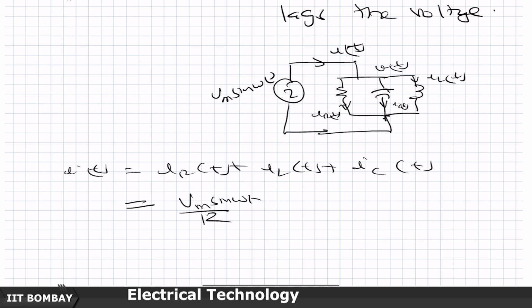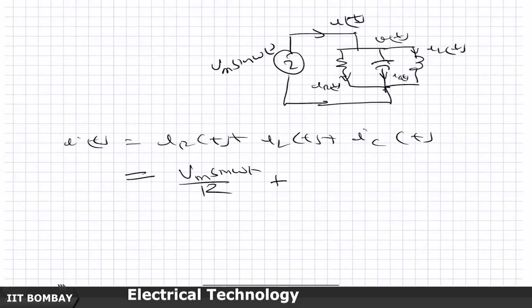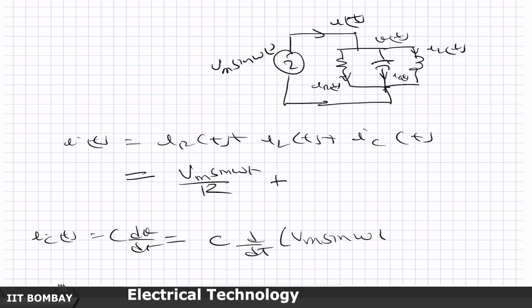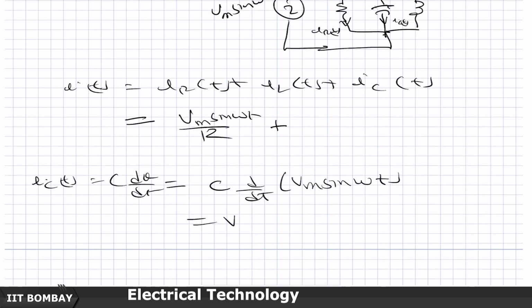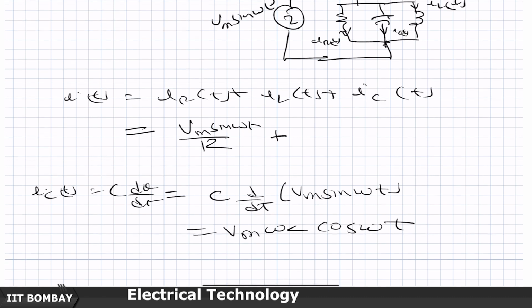And for iC of t, I'll first write iC of t. What is iC of t? It is C dV by dt. But what is my v? It is Vm sine of omega t. So therefore I will write it as Vm omega C cos of omega t.